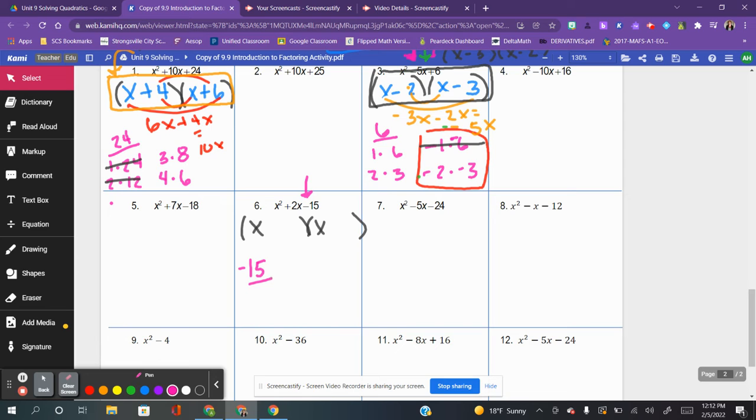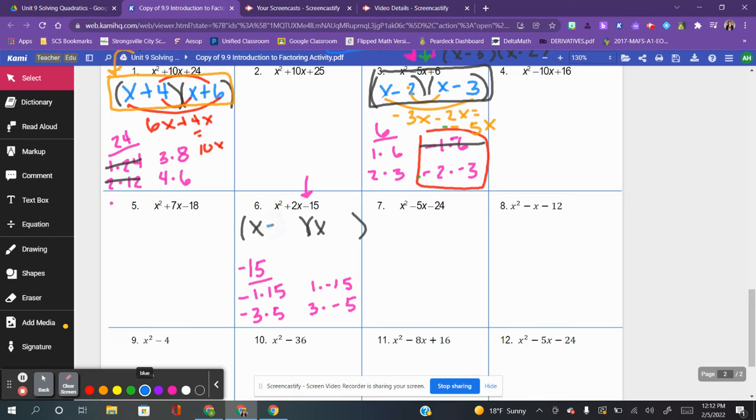And what that means is that one of my factors has to be positive and the other has to be negative. So -1 times +15, -3 times 5, or 1 times -15, and 3 times -5. Right? To multiply and get a negative number, one of the two numbers has to be negative. All right, let's give it a try.